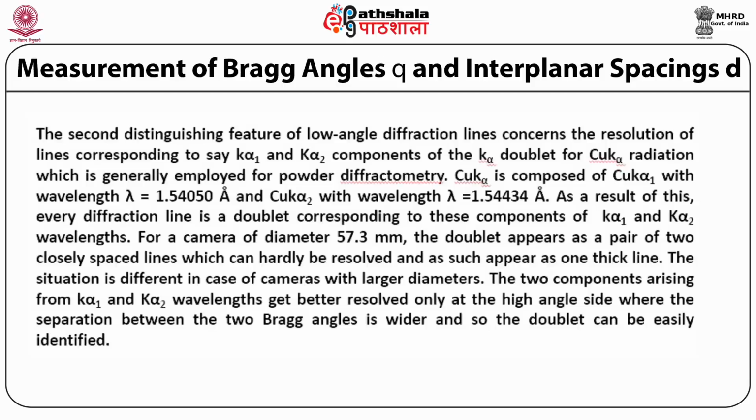For a camera of diameter 57.3 mm, the doublet appears as a pair of two closely spaced lines, which can hardly be resolved and as such appear as one thick line. The situation is different in the case of cameras with larger diameters. The two components arising from K-alpha 1 and K-alpha 2 wavelengths get better resolved only at the high angle side, where the separation between the two Bragg angles is wider, and so the doublet can be easily identified.